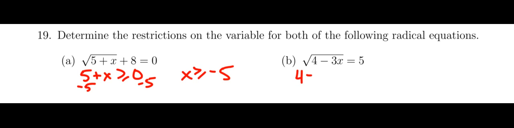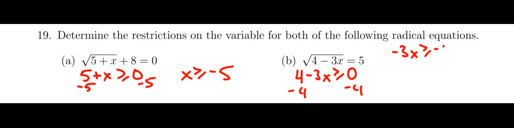It's whatever is under the radical needs to be greater than or equal to 0. So the first thing I'm going to do is subtract 4 from both sides, and that will get me -x is greater than or equal to -4. Now what I'm going to do is divide to get the x by itself. But because I'm dividing by a negative value, that is going to change the direction of the signs.